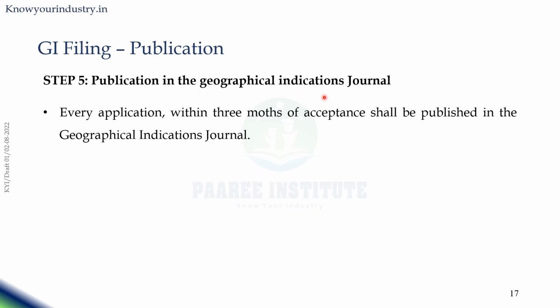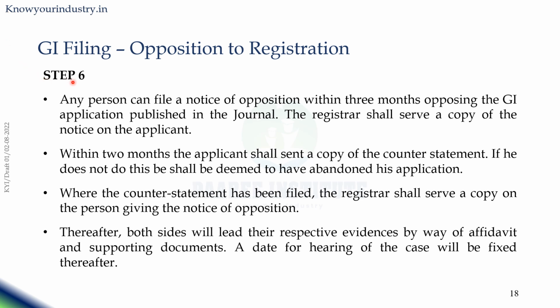Publication in the Geographical Indications Journal. Every application shall be published in the GI journal within 3 months of acceptance. From the date of publication, within 3 months, any person can file a notice of opposition objecting to the registration of the GI. The registrar shall serve a copy of the notice of opposition to the applicant. Once the applicant receives the notice of opposition, within 2 months, the applicant needs to submit a counter statement. If he does not do this, then the GI application will be abandoned.